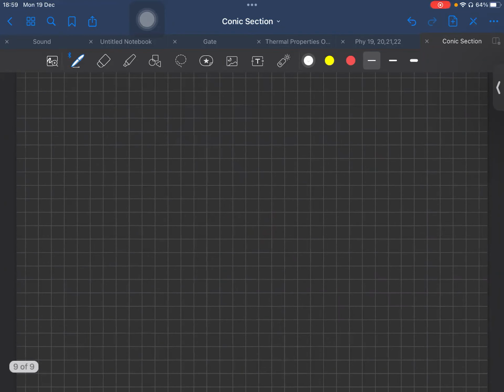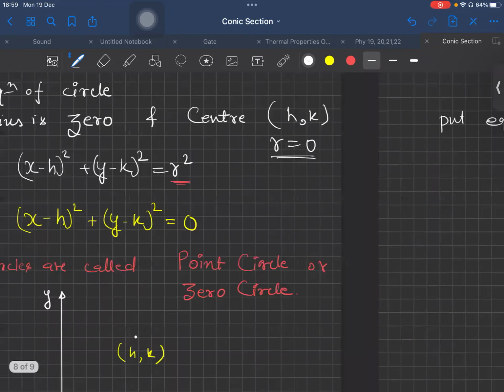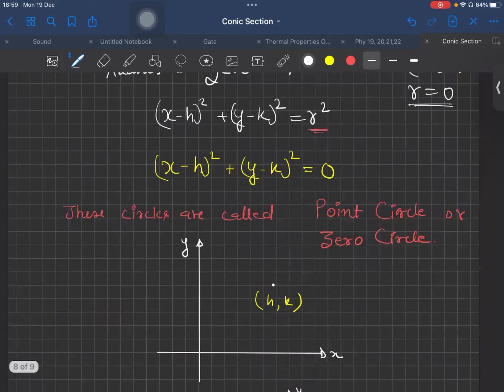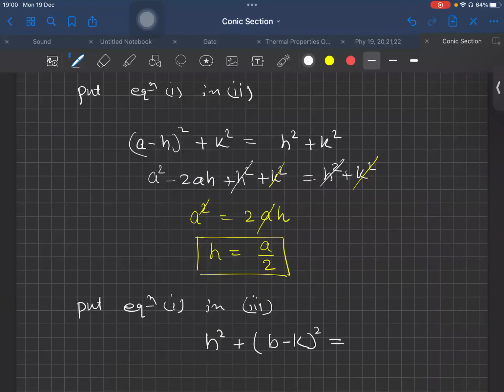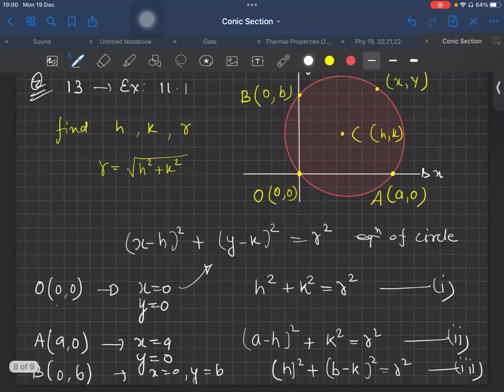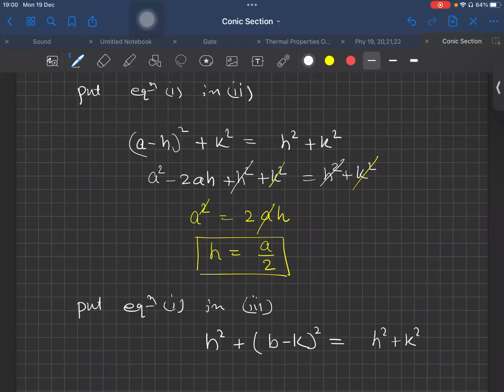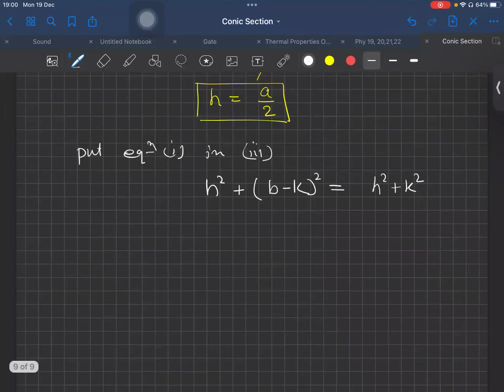What is the third equation? h square plus b square minus (b minus h) square plus (b minus k) whole square is equal to what? r square, isn't it? And r square is h square plus k square. Now tell me what value of k you are getting from here. k is equal to b by 2, right?